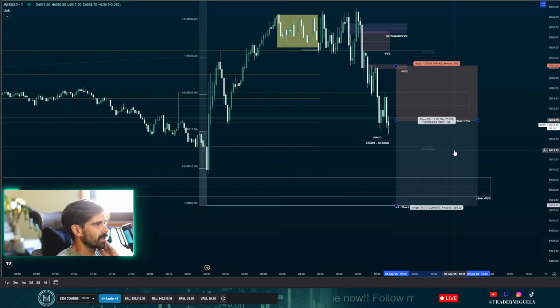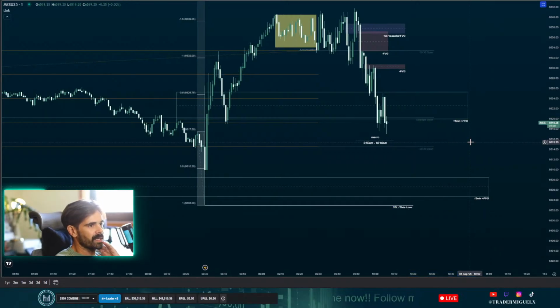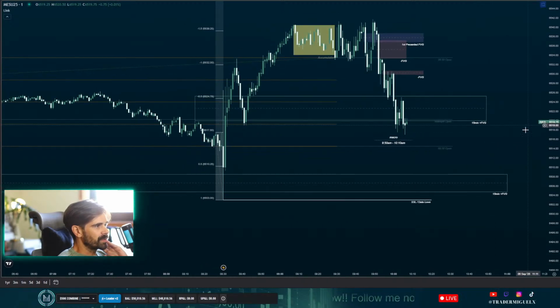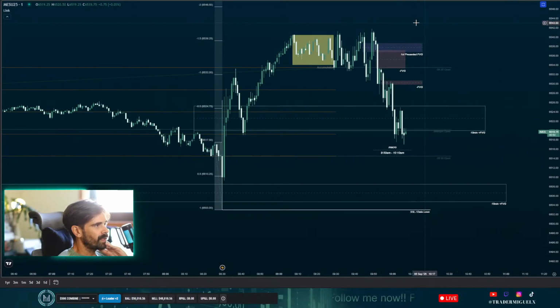I will not take this one because it is acceptable for price to come once again here. And this stop loss size would ruin my risk to reward. And yeah, I'm still suspicious about these highs. Seems to me that this is too clean for me.